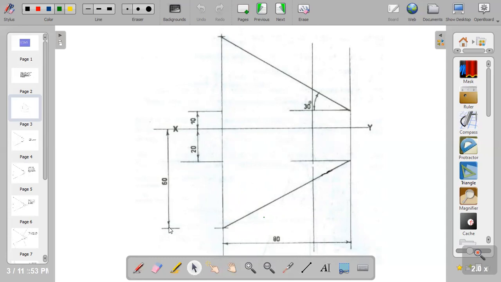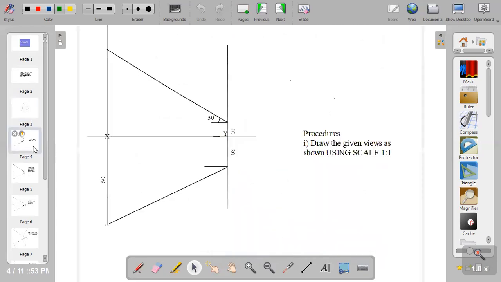You must be able to look at the given view and interpret it correctly. That gives you the first answer, which is to draw the given views. So now from here to a point 60 mm, you get the second point. Now, when you join the 2 points together, you form this line. So that is how to draw the given view using the given scale.